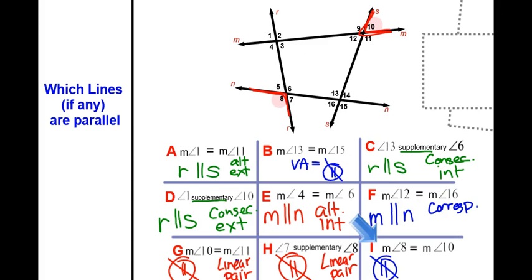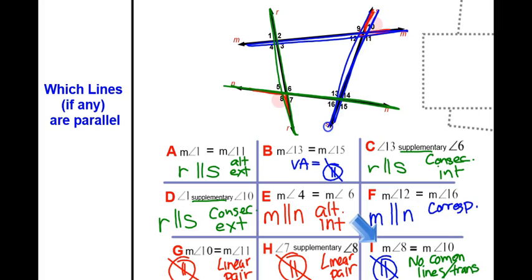Sorry about that. I have line S and line M that make angle 10, and I have line N and line R that make angle 8, and there is no common lines between those two. So I'm going to write here no common lines or transversals. So those lines are also not parallel to each other.